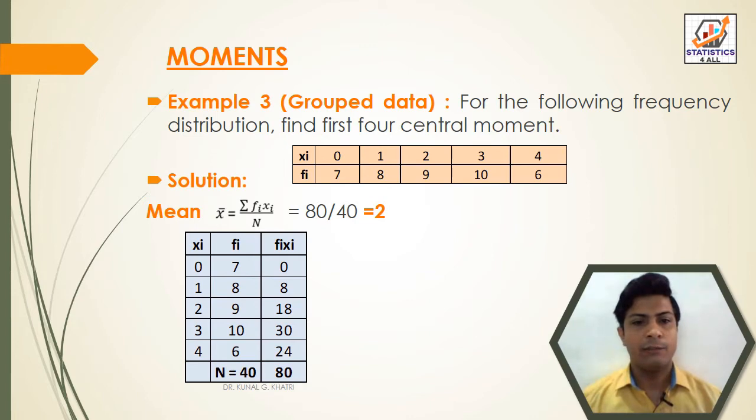After finding this, we will put it in the formula of mean, that is x bar is equal to sigma fi into xi divided by n. Here sigma fi into xi is equal to 80 and n, the number of observations, is equal to 40. So 80 by 40, we get the value 2.